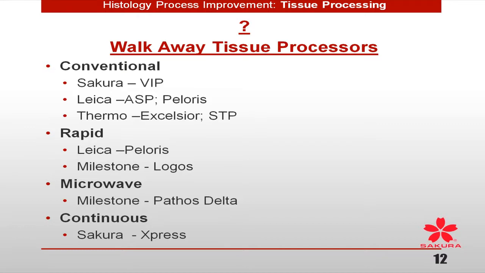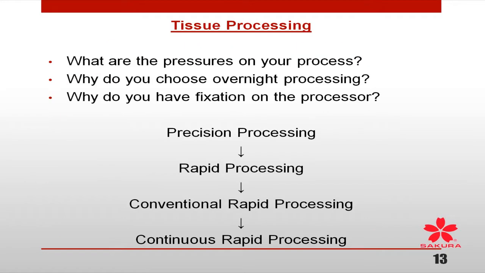The walk-away tissue processors: conventional, rapid, microwave, continuous. Which one will work the best for your patient-centric process? Not one that works best because we've always done it this way, or we don't want to add the effort up front. We don't have the time to do the effort up front. I just don't think that that's going to be acceptable for us as we move forward. You've got to figure out how you're going to do something a little bit different. But these are the ones that I think most of us are considering.